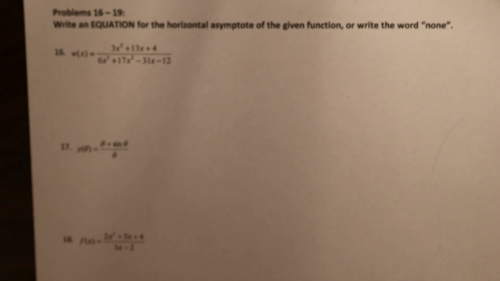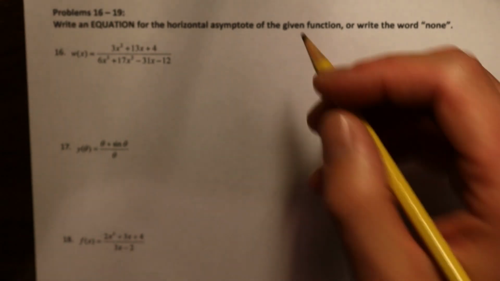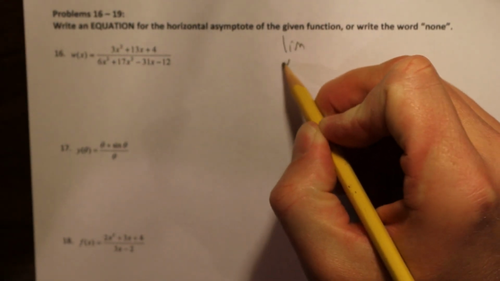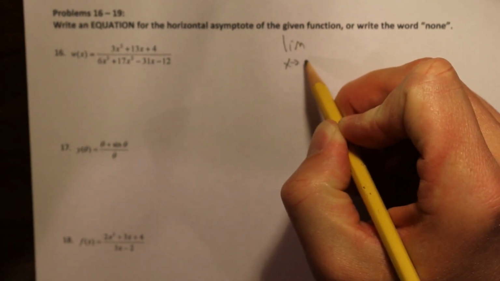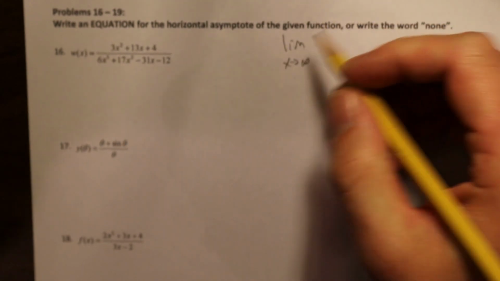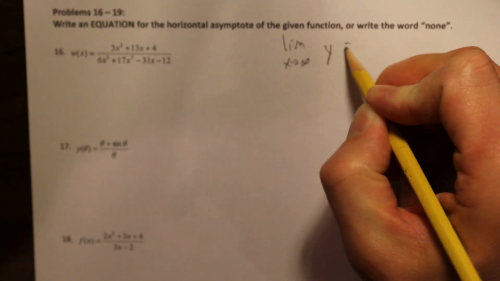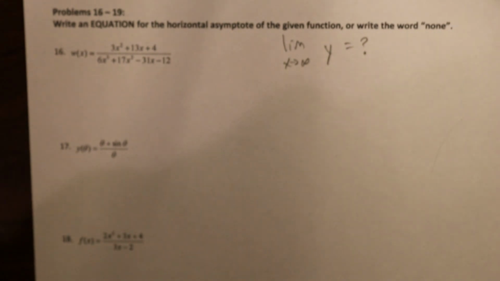Problems 16, 17, 18, and 19. We are looking for the horizontal asymptote, if there is one. Really, horizontal asymptote is just saying what's the limit as x approaches either negative infinity or positive infinity of the function. So what's going on when x gets really large or when x gets super negative?